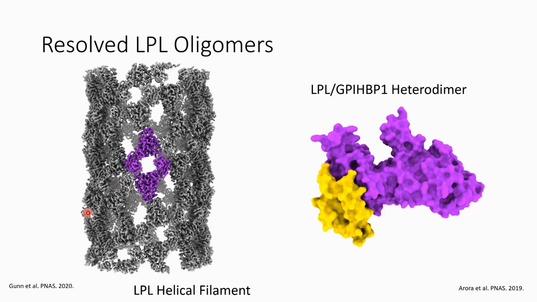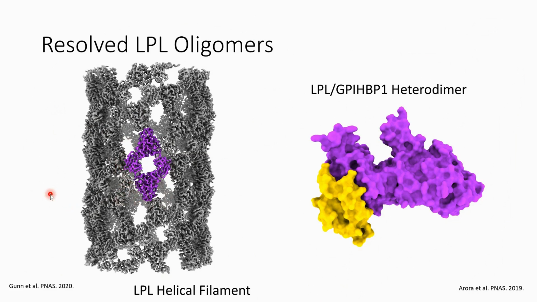And then on the other hand, the helical structure turned the idea that LPL is only inactive as a monomer on its head, because this helical structure is itself inactive. So LPL is interacting in the structure to form an inactive dimer that then acts as the asymmetric unit of this helical filament.